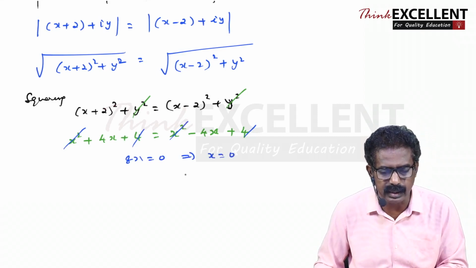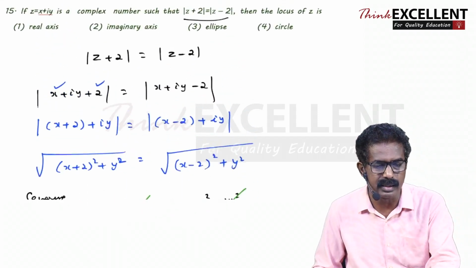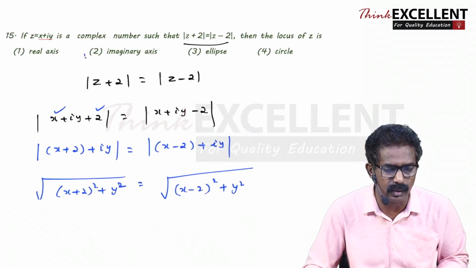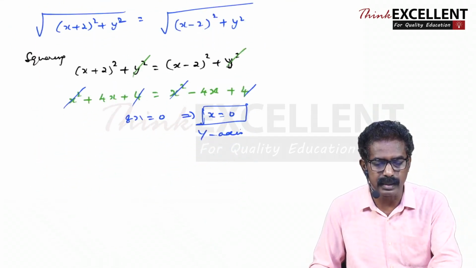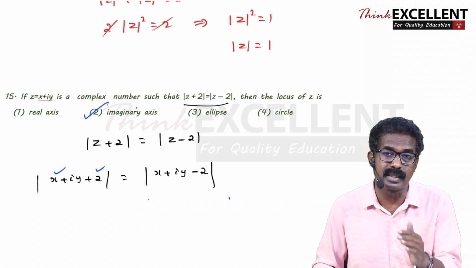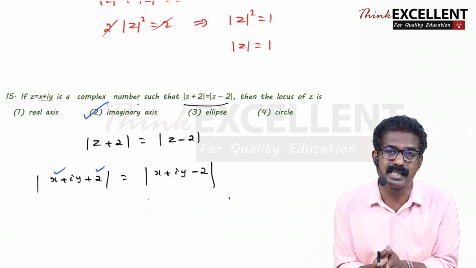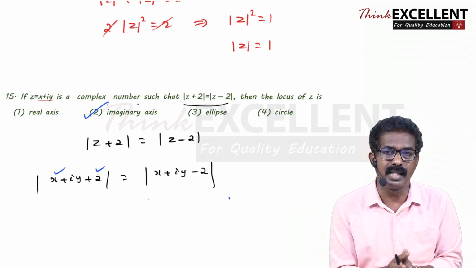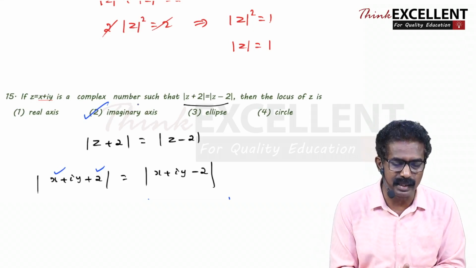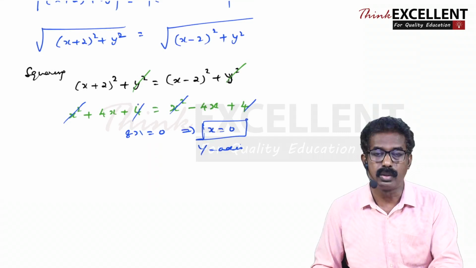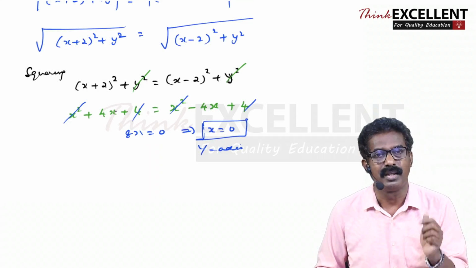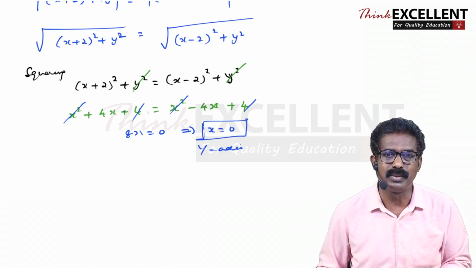X is equal to 0 is the equation of y-axis, right? Y-axis only, here we call it as imaginary axis. Okay, locus of z is x equal to 0. That is the answer, but they didn't give the answer as x equal to 0. X equal to 0 is the equation of y-axis. In Argand plane we say y-axis as what? Imaginary axis. Okay, so your answer is the second option. So hope you understood all these things. The remaining sums I'll teach you in the next video.